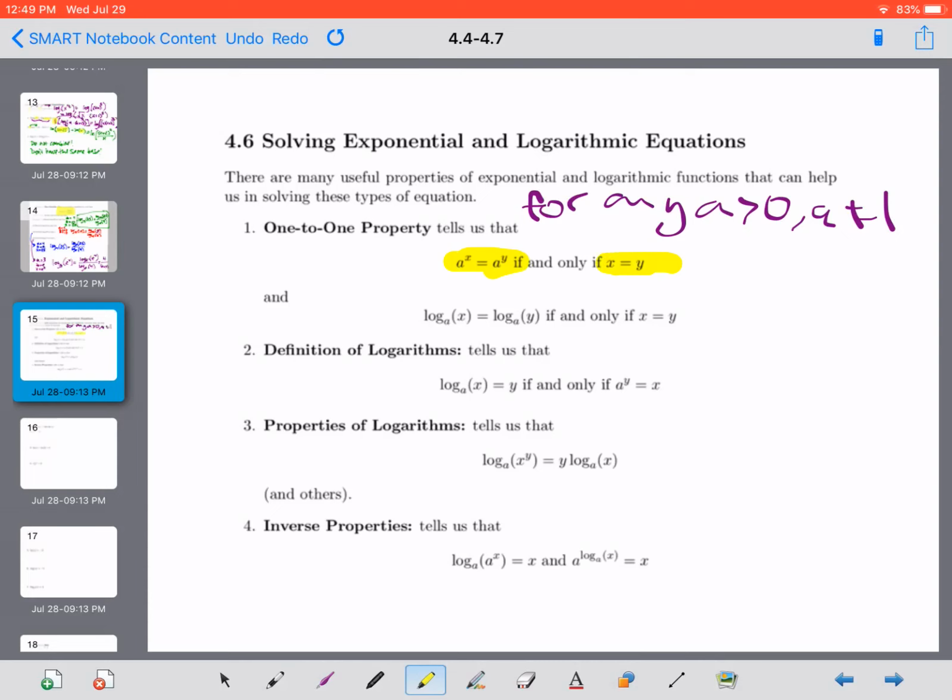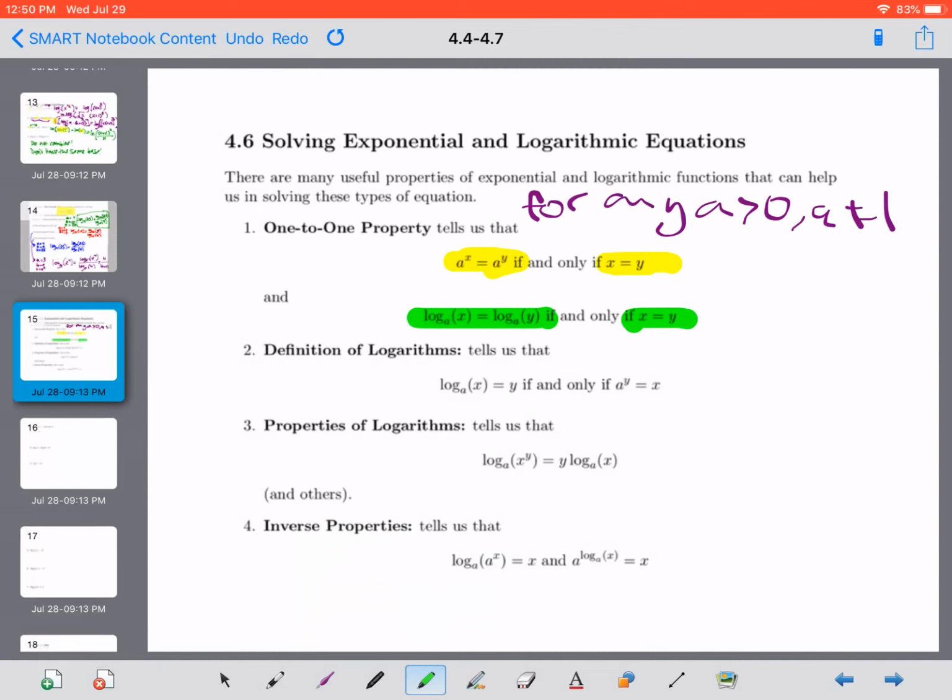If we know that x is equal to y, then we can, in a sense, exponentiate on both sides, raise both sides of the equation, or raise some fixed power a to each side of the equation, and it will still be equal. Similarly, log base a of x is equal to log base a of y if and only if x equals y. It's really important that the bases match here. It has to be the same base on both sides of the equation in order for this property to hold.